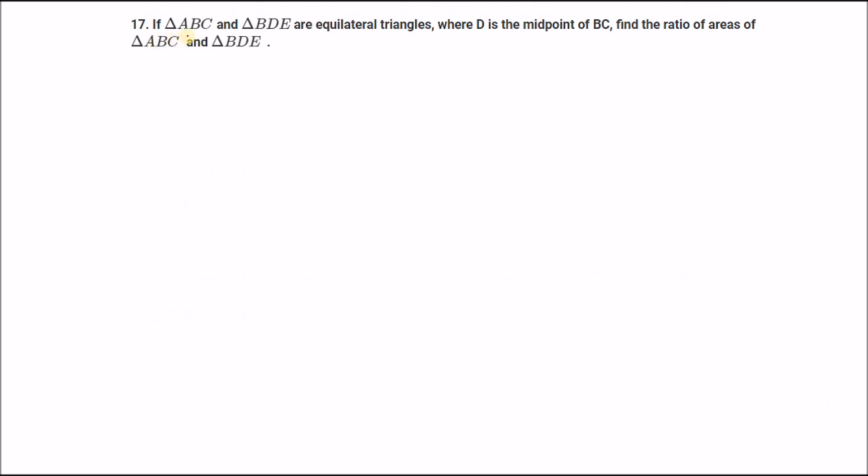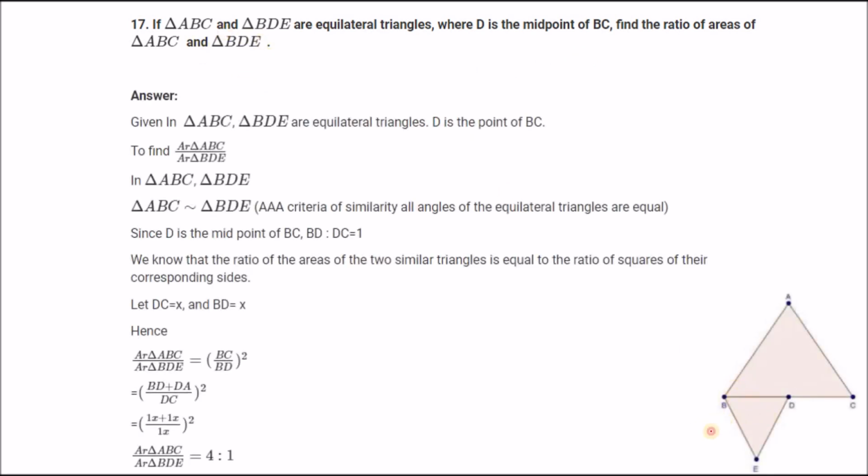If triangles ABC and BDE are equilateral triangles, and D is the midpoint of BC, find the ratio of the areas of ABC and BDE. Now these two are triangles. The formation is like this. This is one triangle, this is one triangle. And these two triangles are equilateral.